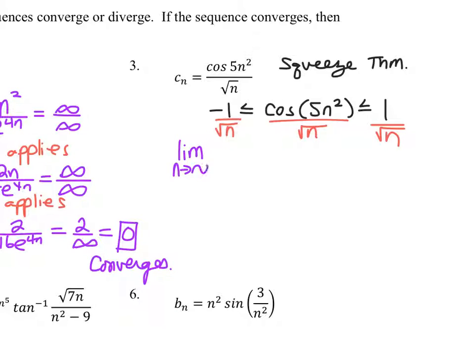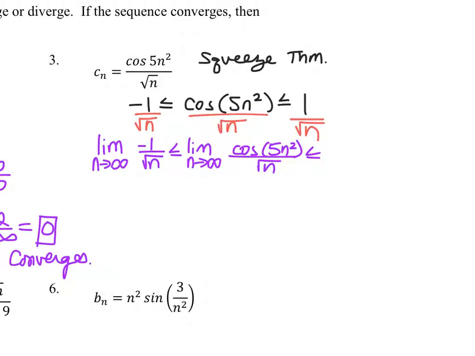Limit as n approaches infinity of -1 over root n is less than or equal to the limit as n approaches infinity of that cosine 5n squared over root n, which is less than or equal to the limit as n approaches infinity of 1 over root n.